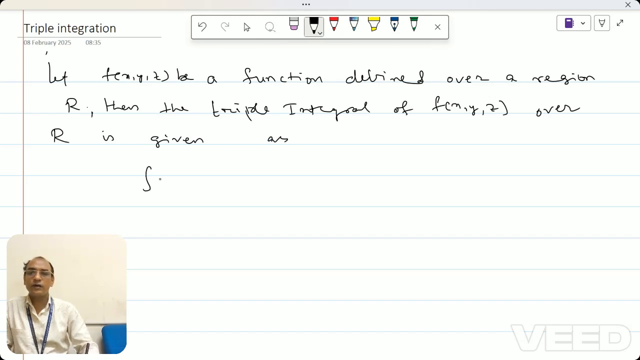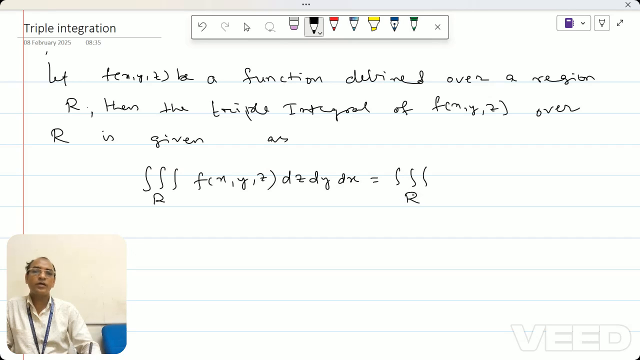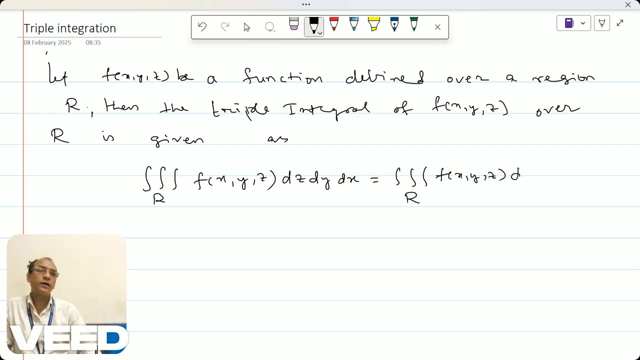triple integration over the region R f of x y z dz dy and dx, and this we can give in other way also. Triple integration over the region R f of x y z dv, where dv means dx dy and dz.